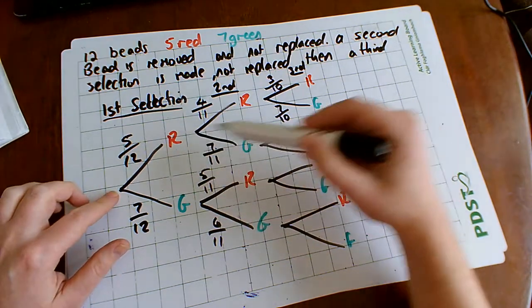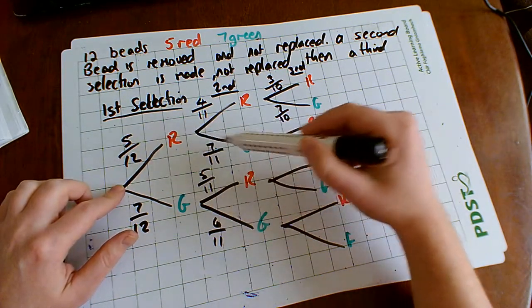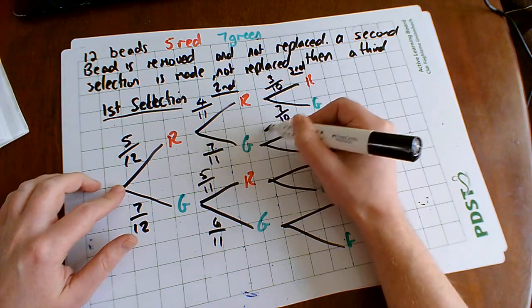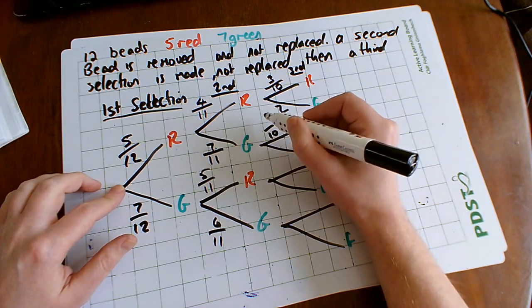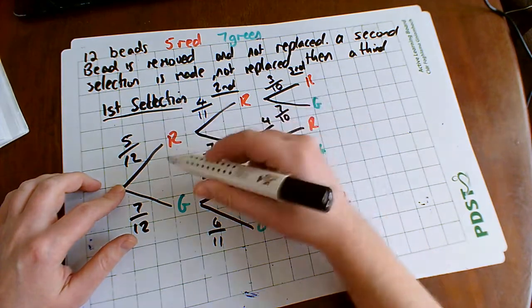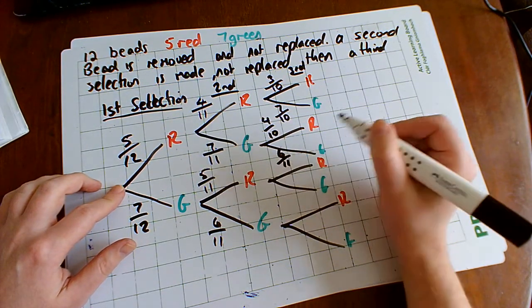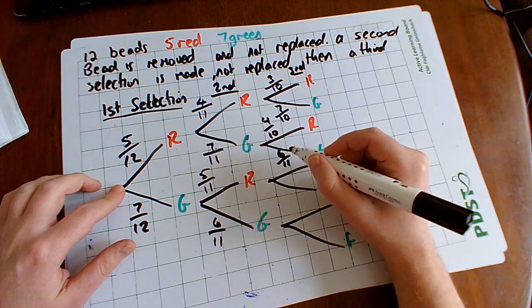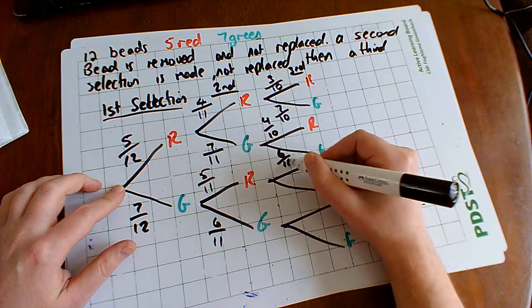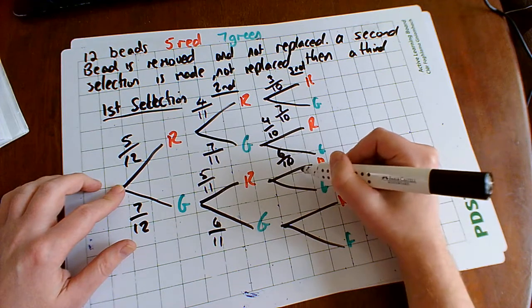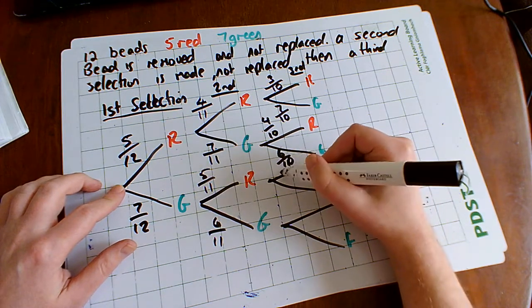If we follow this path, a red has been chosen, and then in the second one a green has been chosen. So we know there's only going to be 10 left. How many reds will be left? There'll be 4, because we've only chosen one red. And the same way here, there'll be 6 out of 11 greens. Or 6 out of 10 greens even. There's only 10 left.